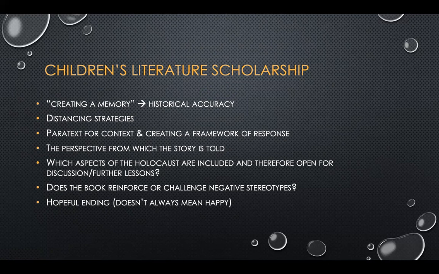We're going to look at some distancing strategies that authors use, using the paratext to provide context for the main story, and therefore creating a framework of response. You know, now that a young person knows this, what are they supposed to do with this information? The perspective from which the story is told needs to be considered. Which aspects of the Holocaust are included and therefore open for discussion or further lessons? Does the book reinforce or challenge negative stereotypes? And hopeful endings. And like I said, it doesn't always mean happy endings.